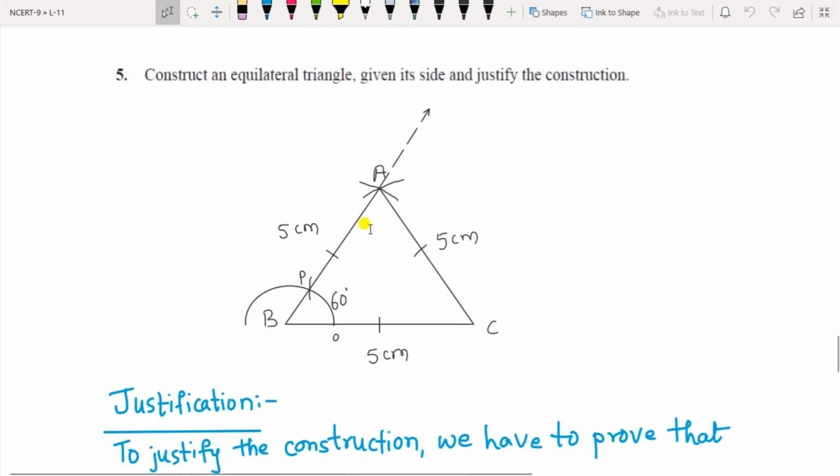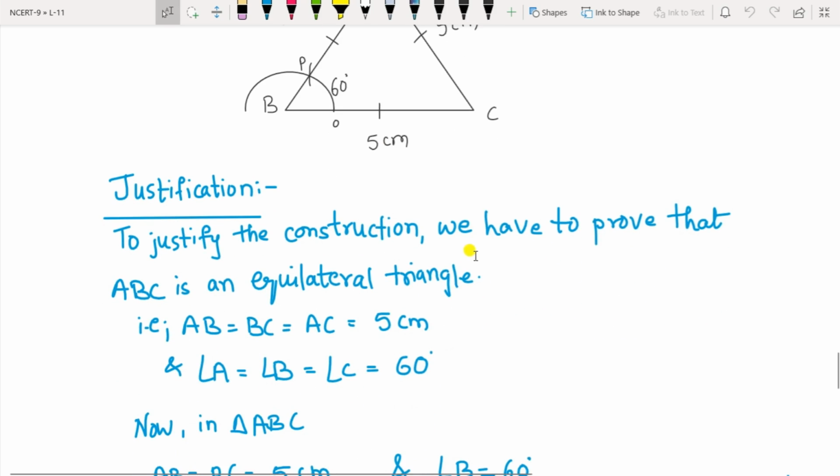Now here you have to construct an equilateral triangle given its sides and justify the construction. The sides given here are 5 cm. So this is an equilateral triangle. In an equilateral triangle, one angle is 60, so all the angles are 60 here. But we have to do the justification. To justify the construction, we have to prove that ABC is an equilateral triangle where all sides are 5 cm and all angles are 60 degrees.